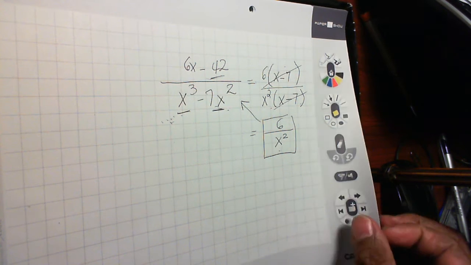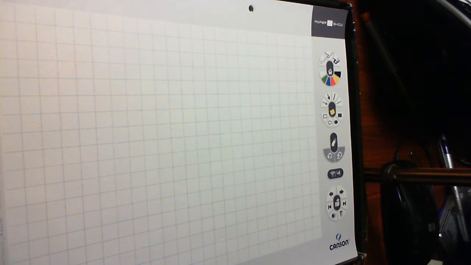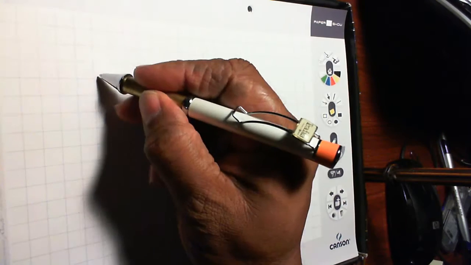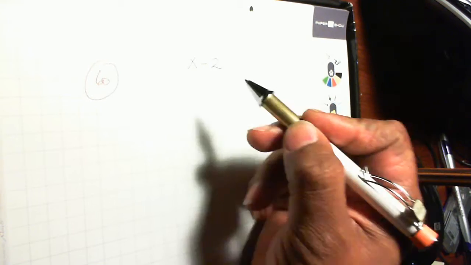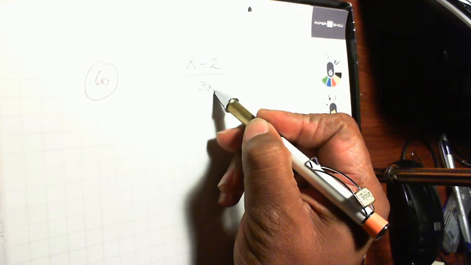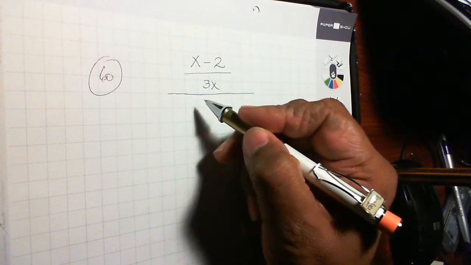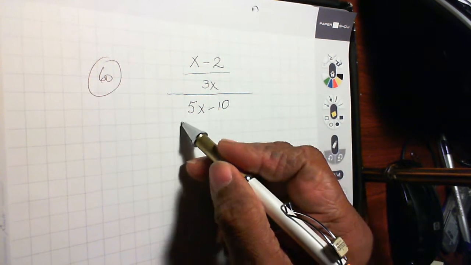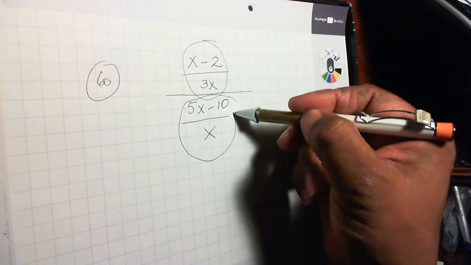Okay, like I said, I'm starting another one here. The next one is number 60 on page 419, problem number 60. So x minus 2 divided by 3x, the whole quantity, divided by x over 5x minus 10. So this fraction divided by this fraction.